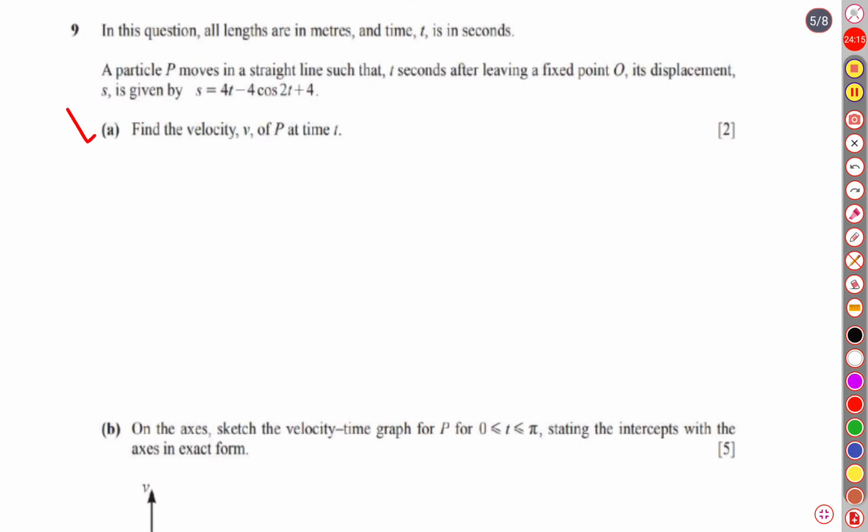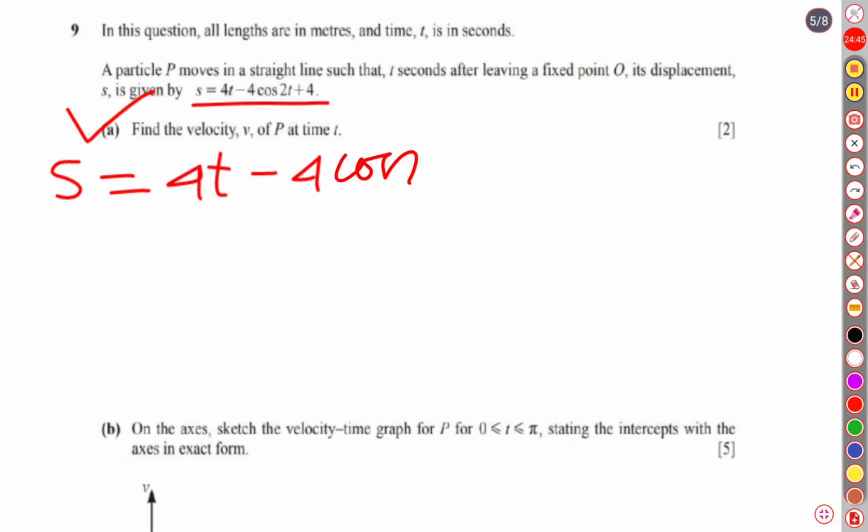First question says, find the velocity v of p at time t. So we have been given the function of s. Displacement is given. In the previous one, velocity was given and we converted back to displacement. Here displacement is given, we will move on to velocity. So s is equal to 4t minus 4 cos 2t plus 4.